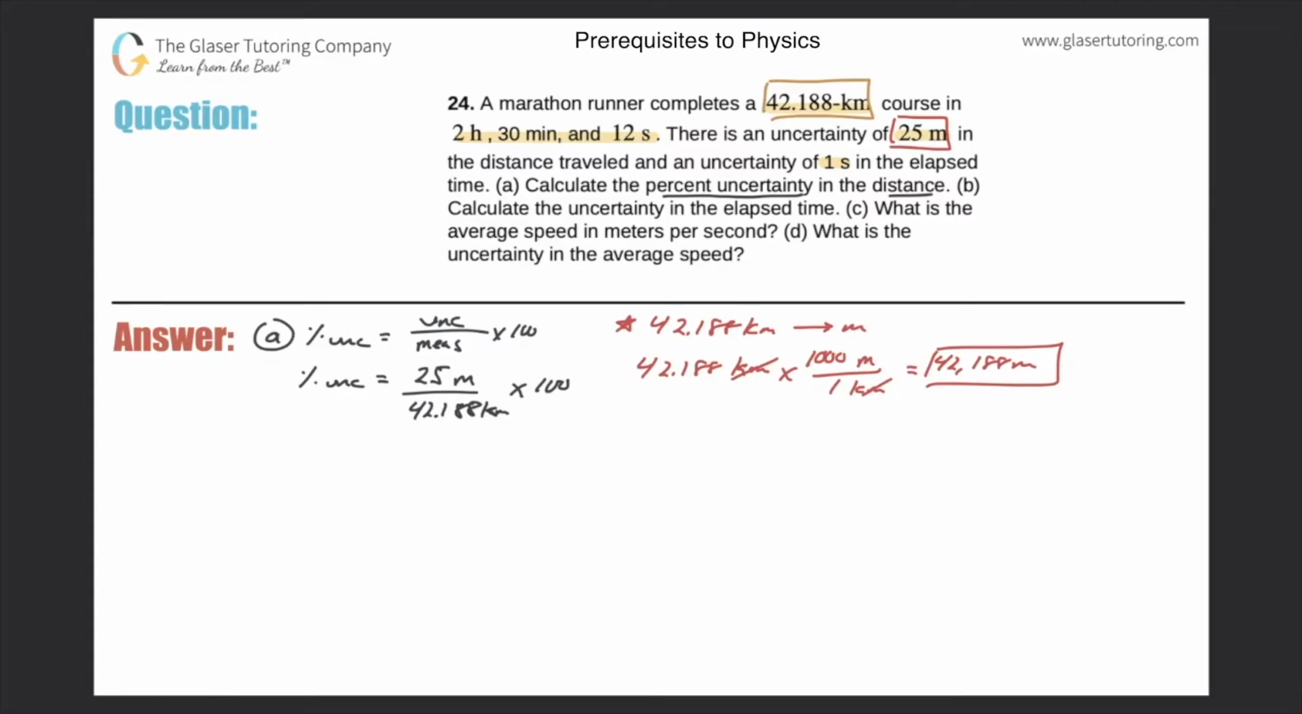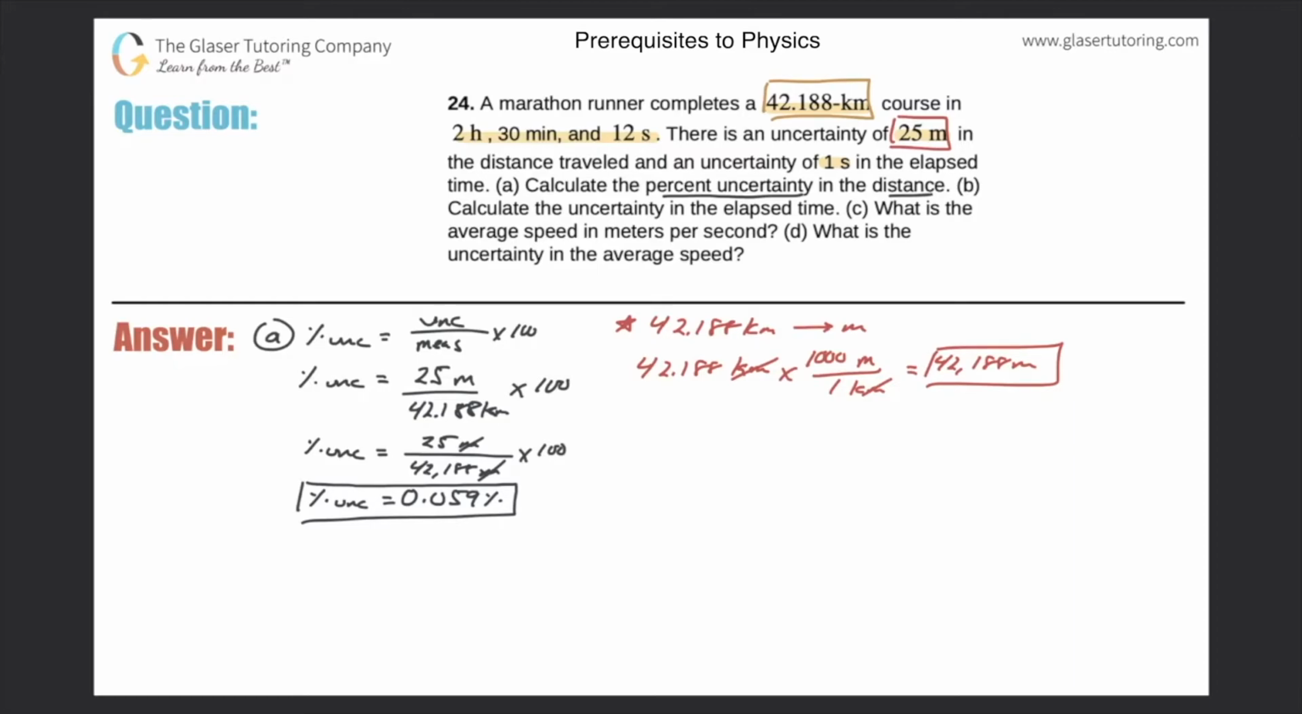Okay, so we found the meters. Now we can plug that into the percent uncertainty calculation. So this is equal to 25 meters, the uncertainty, divided by the measurement, which is now 42,188 meters. Great, so we have consistency. The meters will cancel, which is appropriate because the percent is unitless. Now we just do the division: 25 divided by 42,188, multiplied by 100, and we get 0.059%. I only have two significant figures in my answer because the numerator value only had 2. So that takes care of part A, because we wanted to calculate the percent uncertainty in the distance.